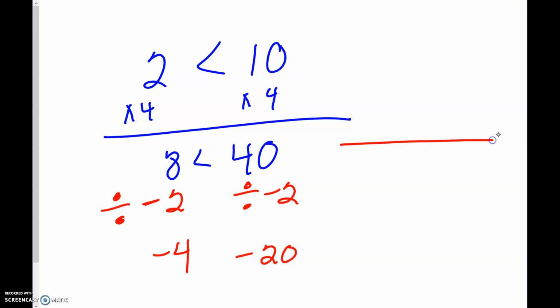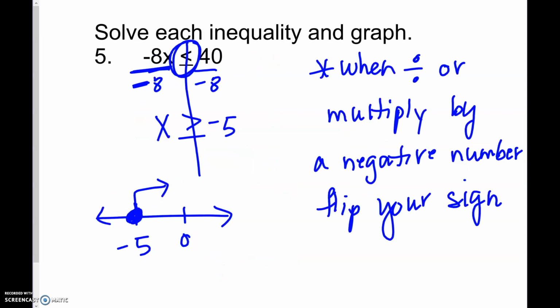Now, let's think on the number line. If we're on the number line, we have 0, -4, -20. Which one's smaller? What's the smaller number here, -4 or -20? Okay, well, if we put this symbol in here like this, it's saying -20 is bigger. Well, we know it's not bigger because it's further left on the number line. So this one is smaller. So we need to flip the sign in order for this to stay true. So we have this rule. Anytime you divide or multiply by a negative, flip your sign.